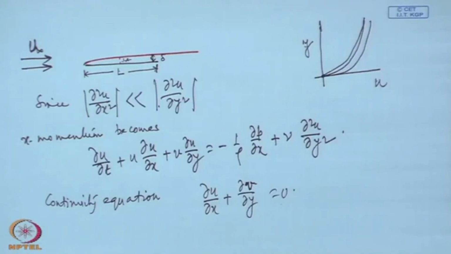And what is the order of magnitude of say du dx? U by L. And dv dy as we can say is v by delta. Now, if they have to be the same, let us say u by L is of the order of 1, then v by delta should also be of the order of 1, or v will be of the size of delta.